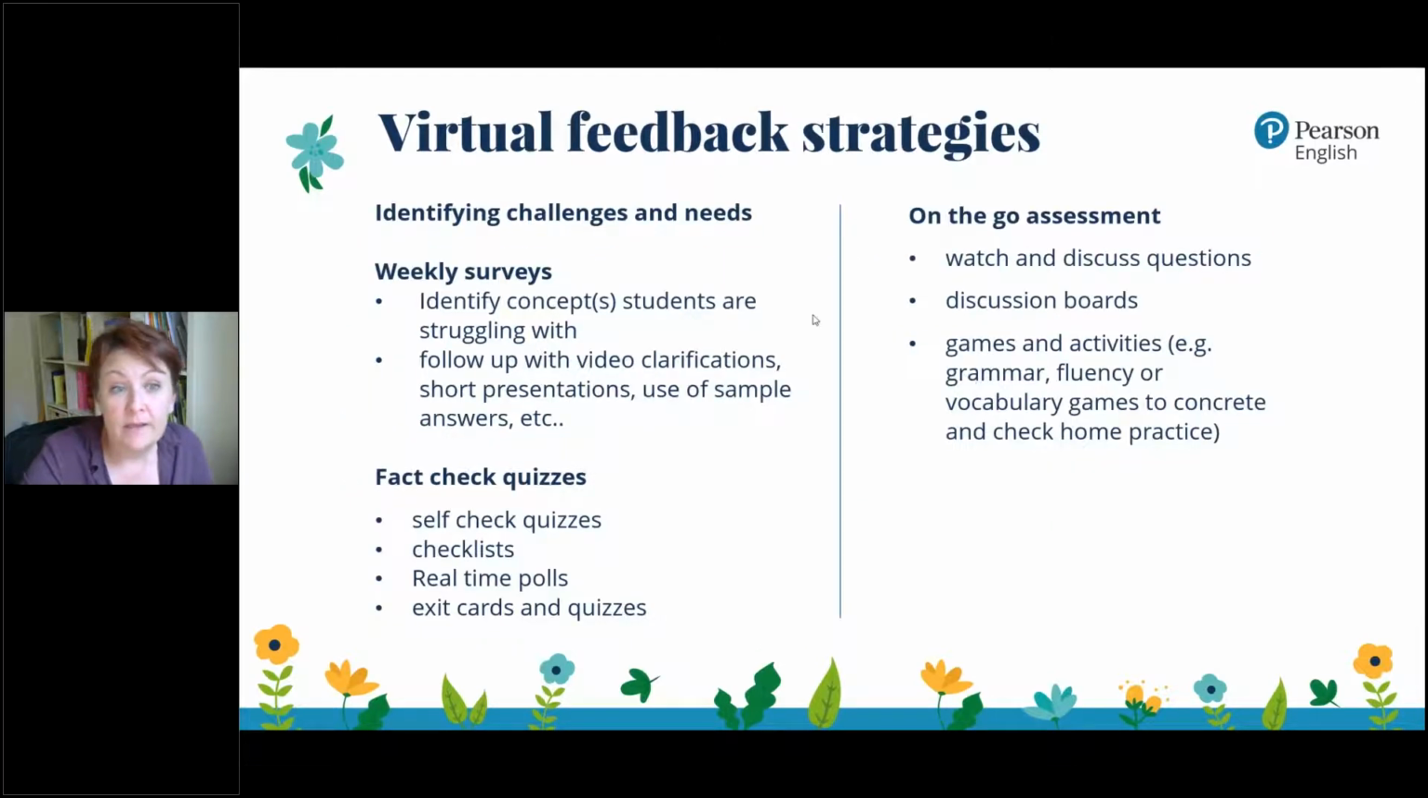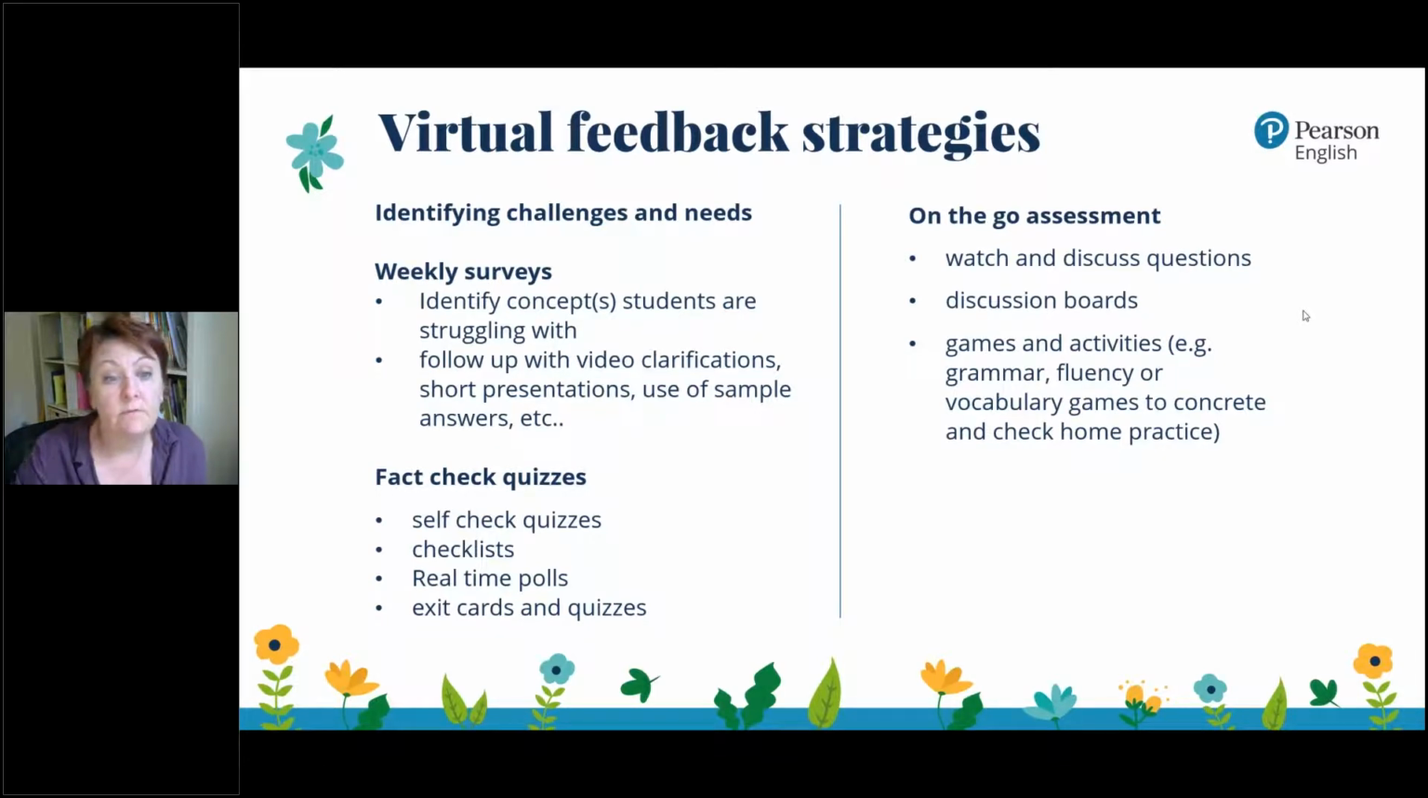So, virtual feedback and strategies. We need to have a balance between identifying challenges and needs and on-the-go assessment. So what do I mean by that? A lot of you will do these things in the classroom anyway, but again, they're even more vital in a blended learning situation. So constant collaboration with the students, feedback, back and forth, how are they doing? If you have in the centre of your planning all the time that the students are doing a lot of self-study, that implicitly means that you're going to need to search a lot more for the information from them to find how they're doing.